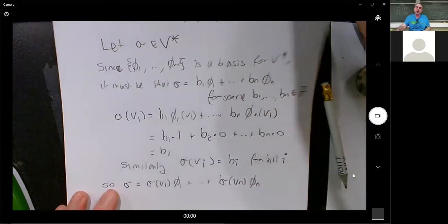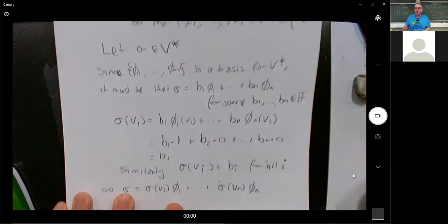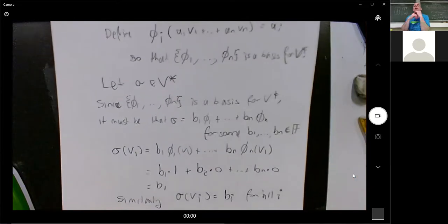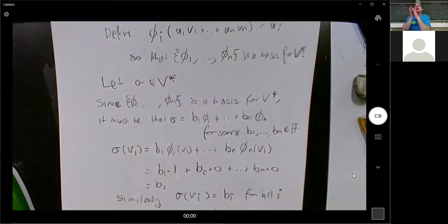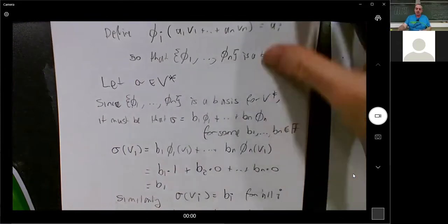So if you wanted to show that it really was a spanning set, you would have to show that no matter what you pick could be written as a linear combination of the other things. And just a second.